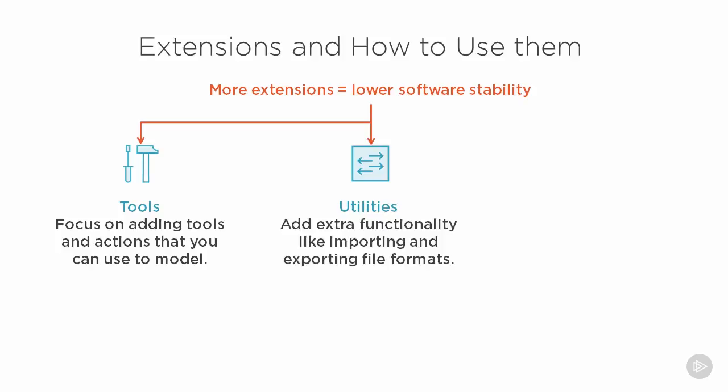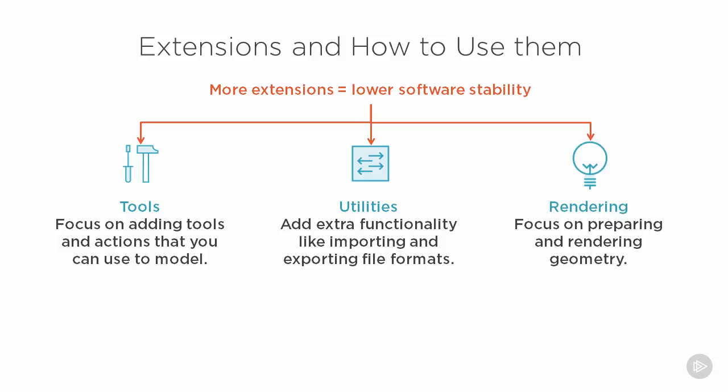The second category is utilities. So utilities are plugins that allow us to import and export specific file formats, and also sometimes rework some of the geometry that you already have in your model. And the last category is rendering plugins. Rendering plugins are usually dedicated to working on materials, as well as preparing your model to render either inside of SketchUp or in an external rendering program.